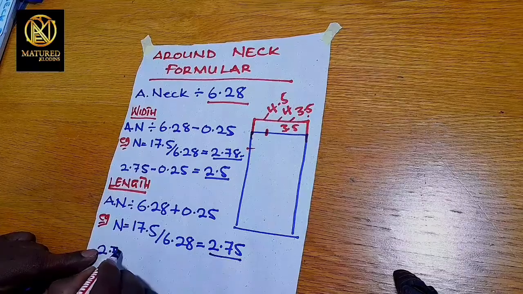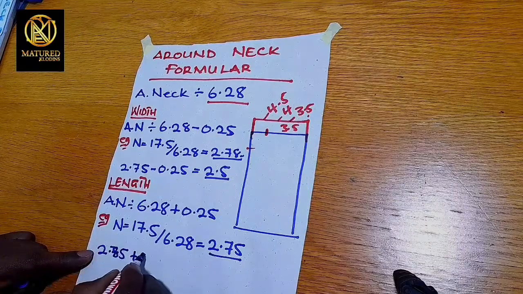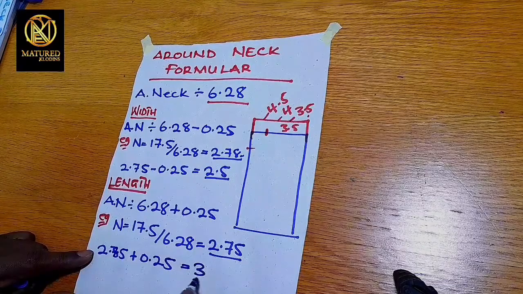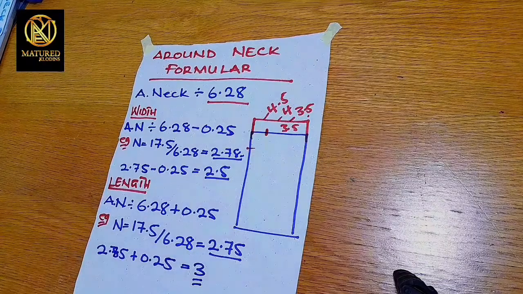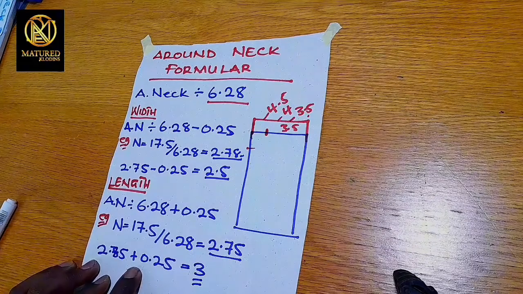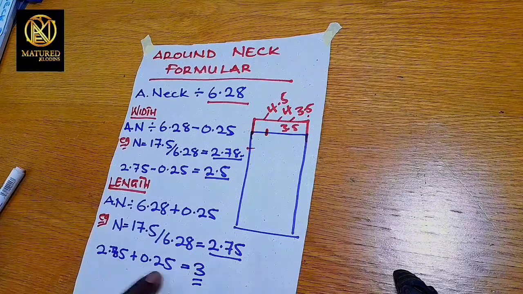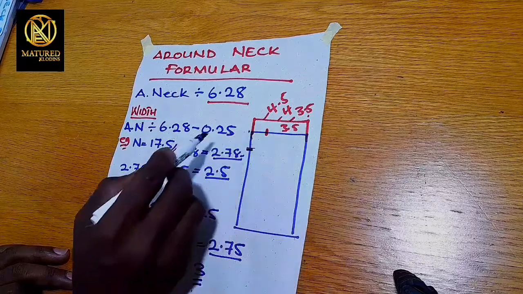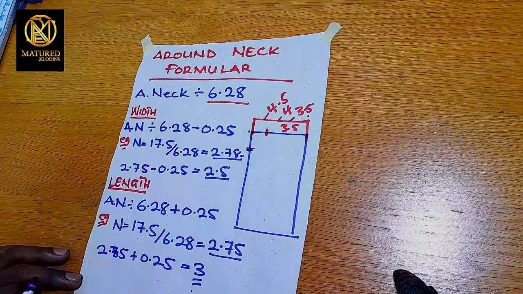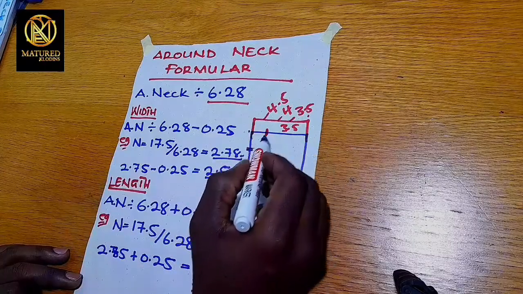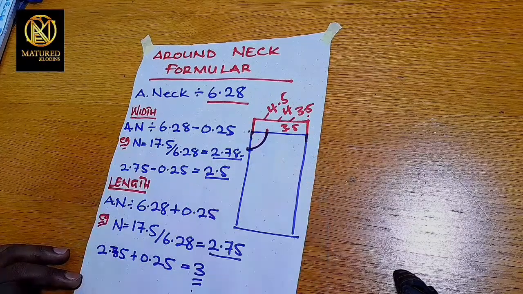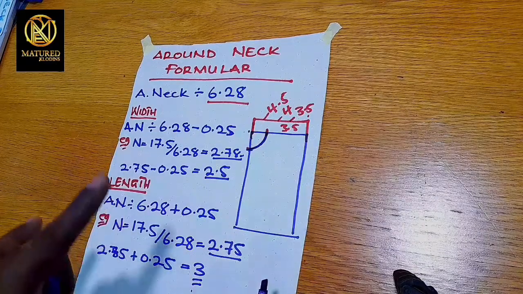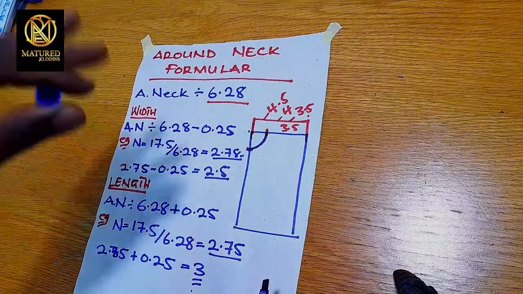I'm going to add my 0.25 to it, and it's going to give me 3 inches. Remember, 2.75 plus 0.25 is going to give me 3 inches. That's what I'm going to mark for the length of my neck circumference. So after marking it like this, I'm going to connect it with a curve like this. So this is the best formula I have been using for my shirt, my kaftan, and so on.